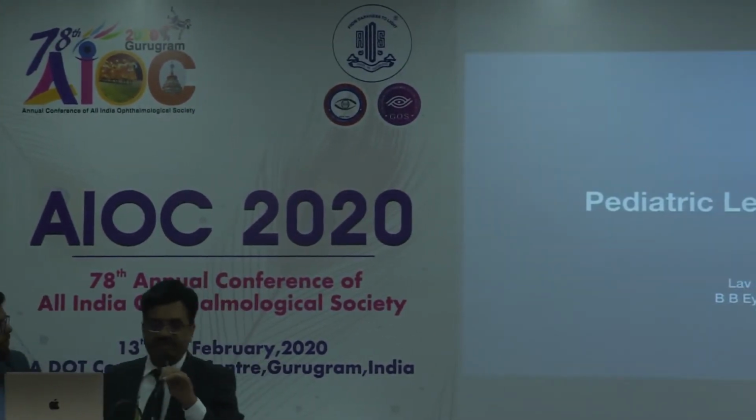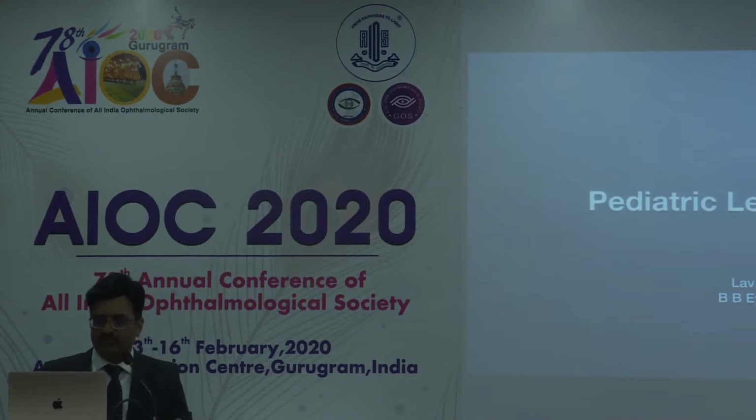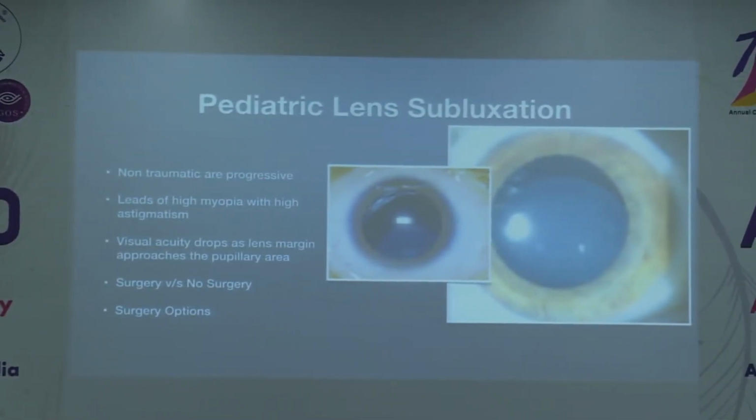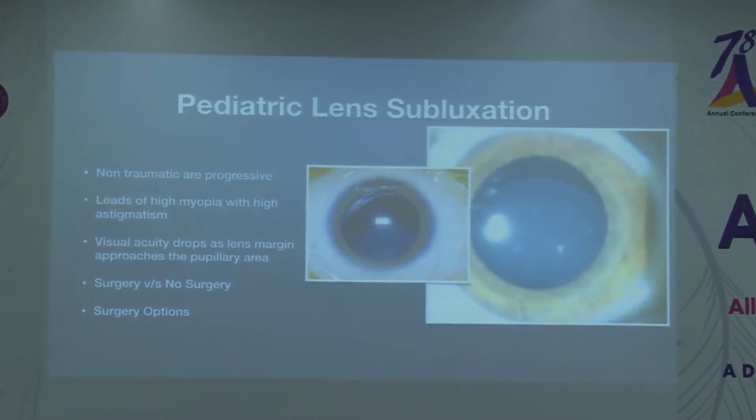Again, a very complex scenario in which decision making is very difficult is when we face lens subluxation in children. I'll skip through these slides because all of us know that these are progressive diseases, and we need to operate. The dilemma is whether to operate or not to operate. The decision to operate will be based on the refractive error of the child, age of the child, and the best corrected visual acuity.